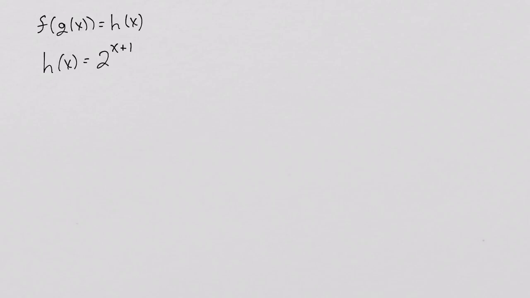Alright guys, so I'm going to go ahead and do a video on kind of going backwards with composition of functions. We can say that if we have f of g of x equals h of x, and if I give you h of x, I'm going to ask you to find f and g. So let's just do a real basic example right off the bat. We'll say h of x equals 2 to the power of x plus 1.